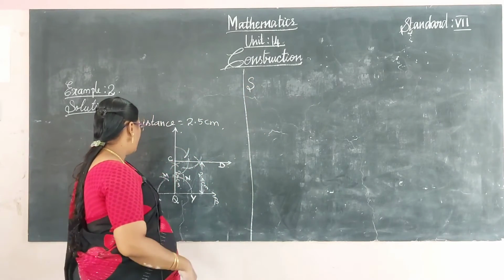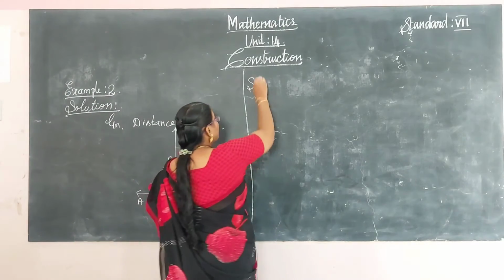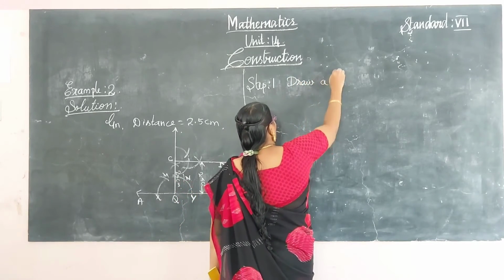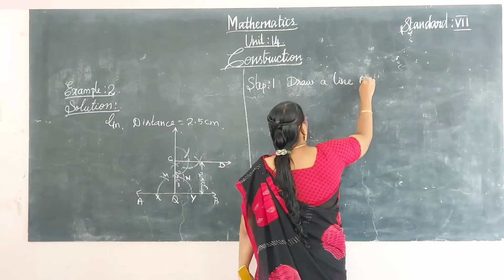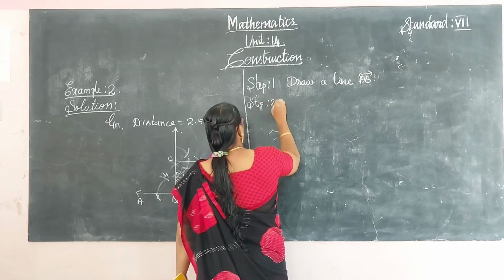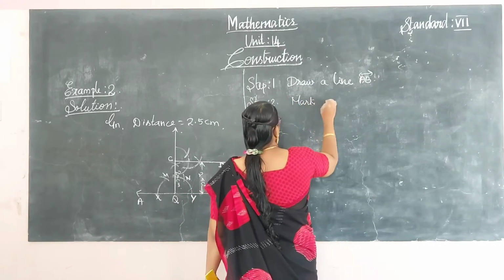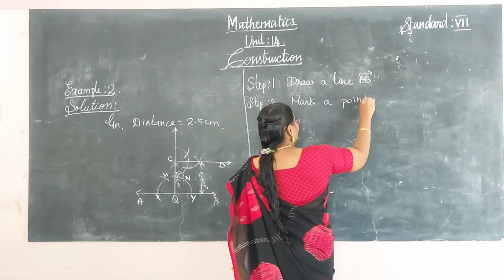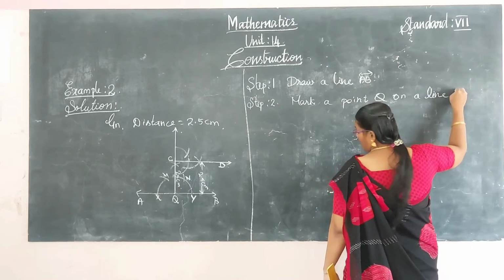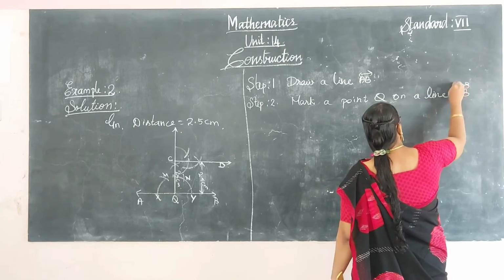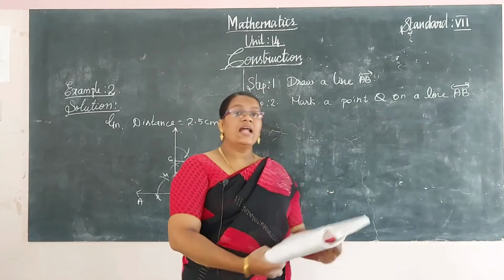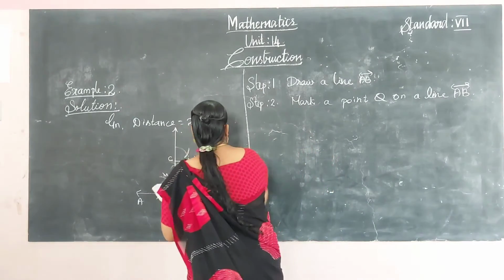We did the first step. Step 1, draw a line AB. Next step, mark a point Q on the line AB. After that, take X as the center and draw the perpendicular bisector.